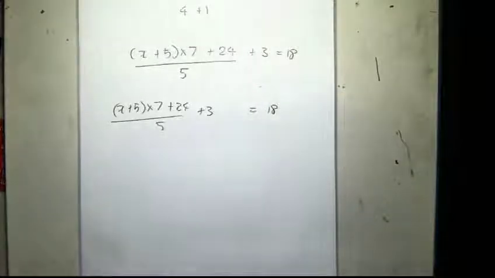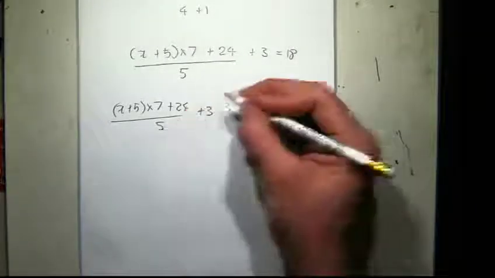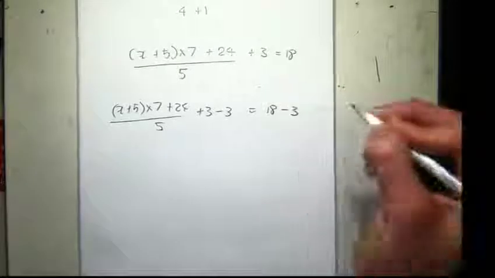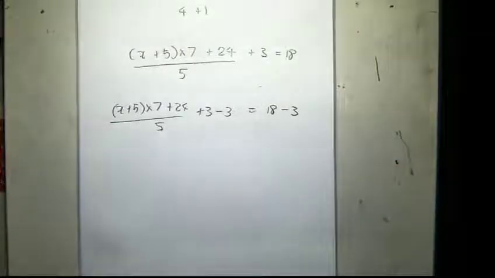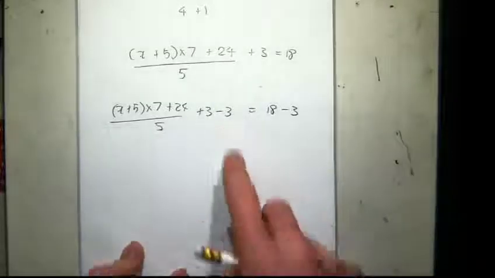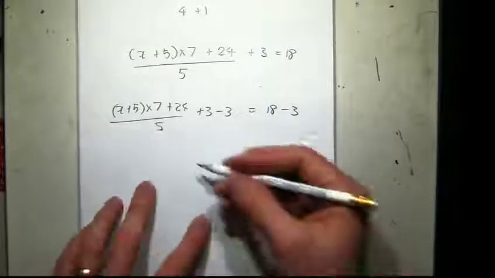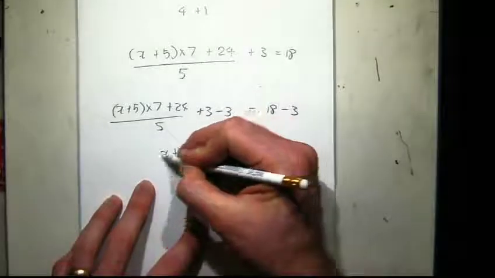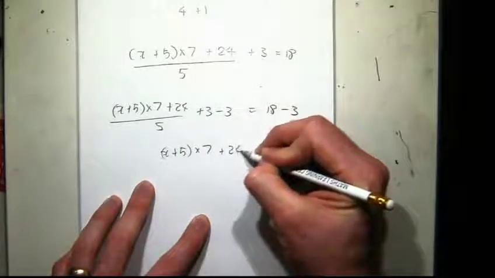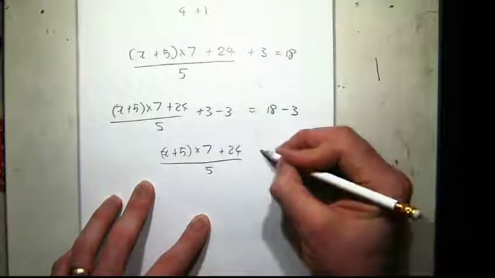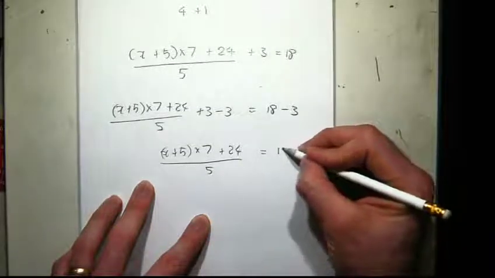So I will write down exactly what I have, and I will take 3 from both of them because they are the same, and if I take 3 from both of them, they're still the same. But plus 3 and minus 3, they don't really do anything if you do them both. And 18 minus 3 is 15.